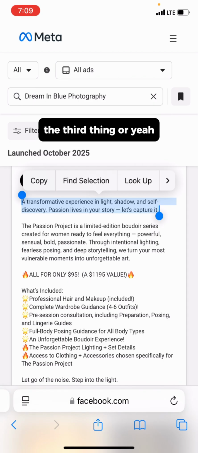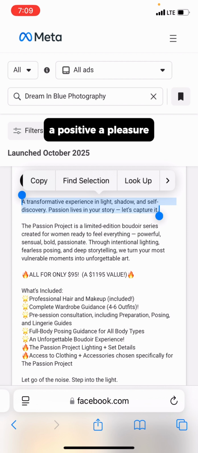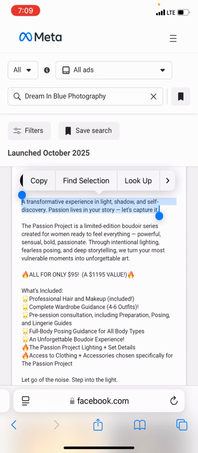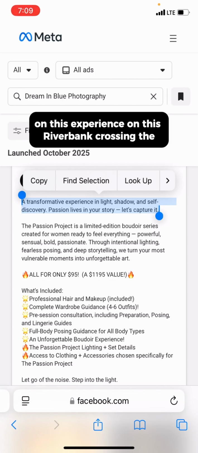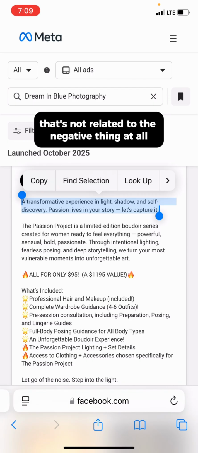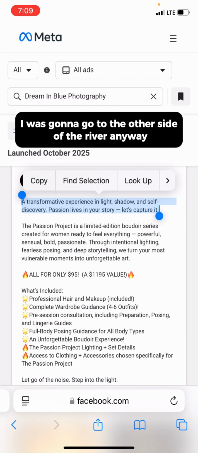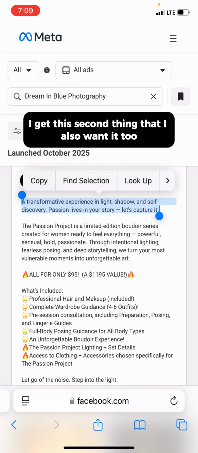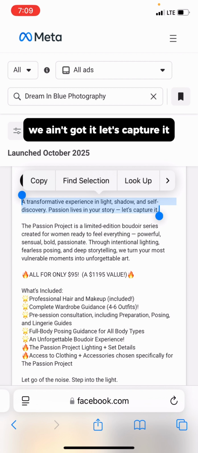All right, the third thing we want to see in headlines is a positive. So as a gain, a positive, a pleasure: women in our city are saying they want something. Basically, they're moving away from the negative experience on this riverbank, and they're crossing the river simply to get away from this negative thing. But we put in another, orthogonal positive thing that's not related to the negative thing at all. So I'm going to say, oh, I don't want that, and oh yeah, I do want this other thing. I was going to go to the other side of the river anyway, but yeah, I get this second thing that I also wanted. Heck yeah. So we're missing the positive. Yeah, we ain't got it. Let's capture it.